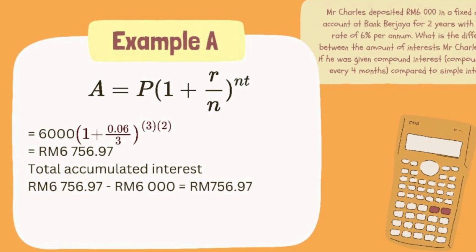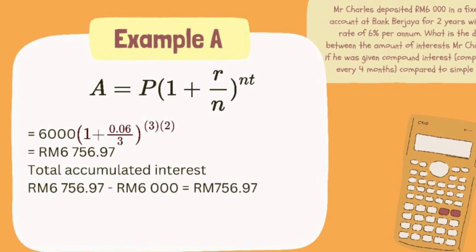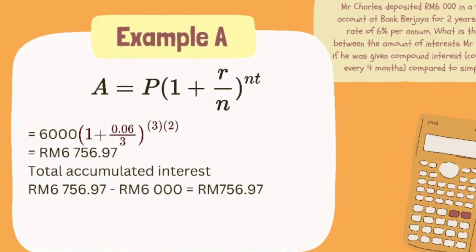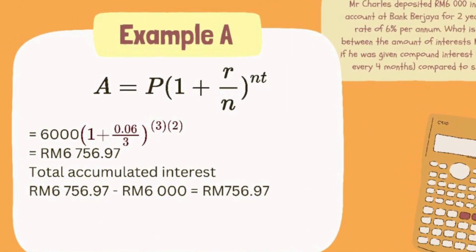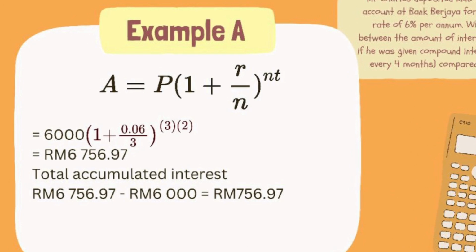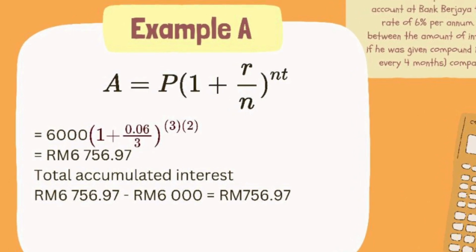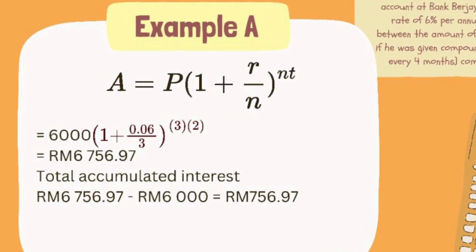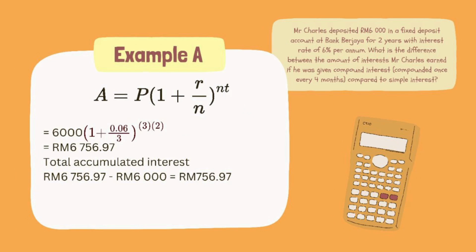Accumulated interest: the interest earned is the final amount minus the principal. Total accumulated interest is 6,756.97 minus 6,000 equals Rm 756.97. The question asks for the difference in interest between compound interest, compounded every 4 months, and simple interest over the same period. Here, Rm 756.97 represents the compound interest accumulated in 2 years.